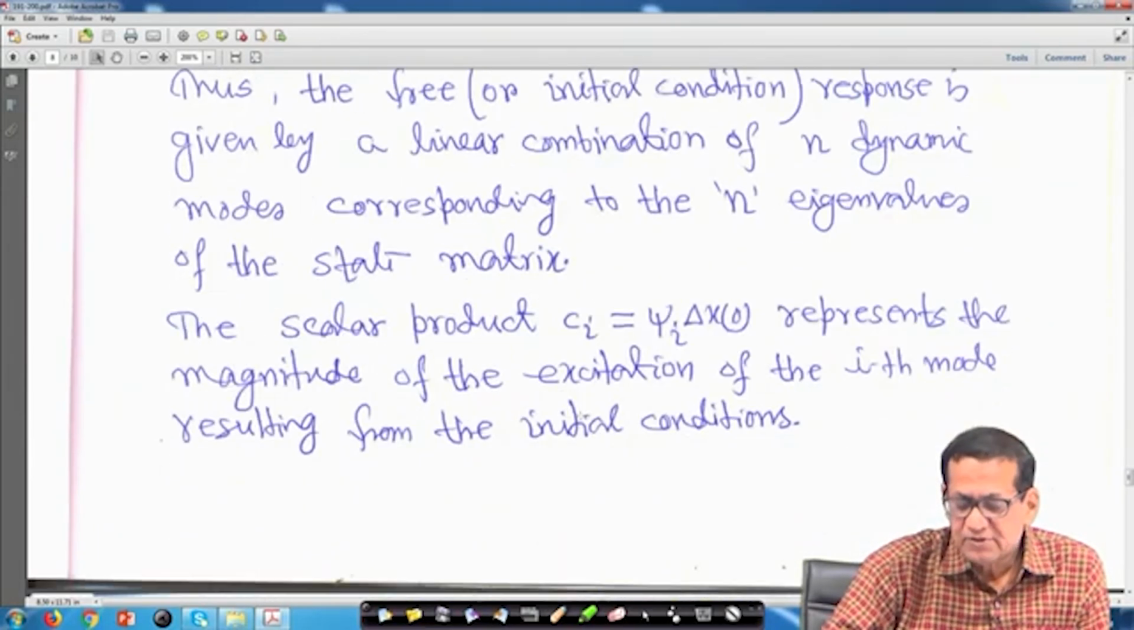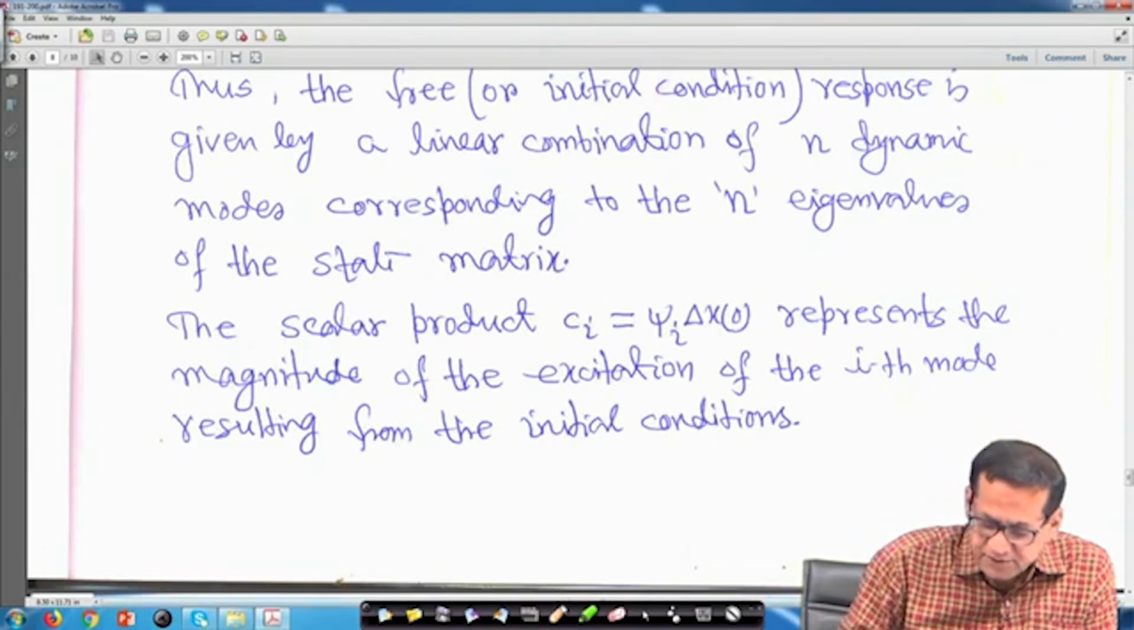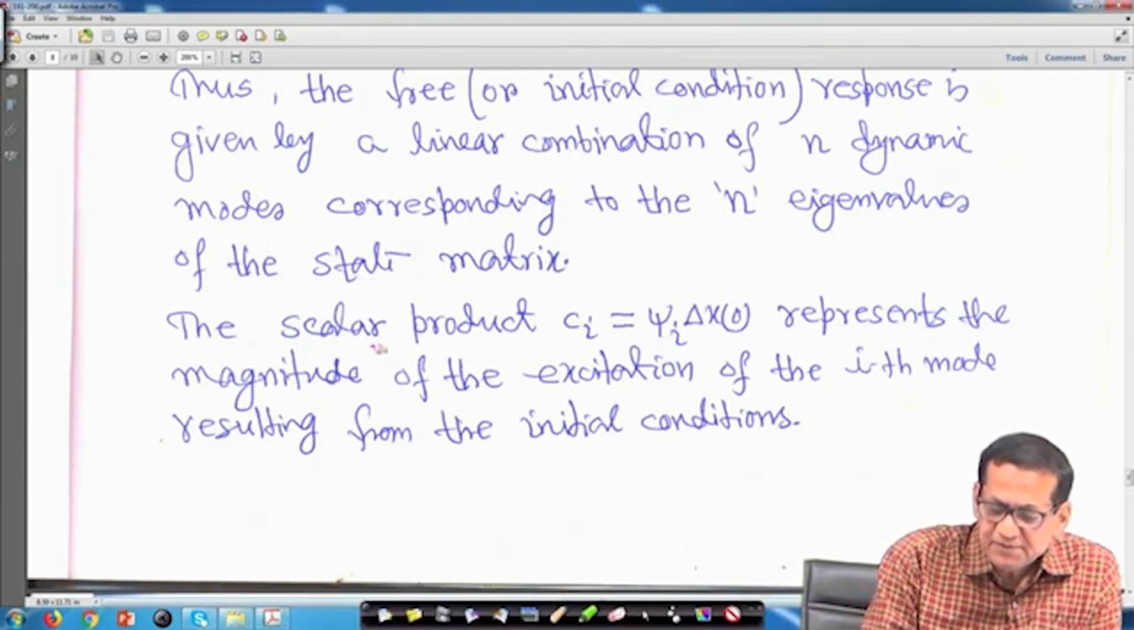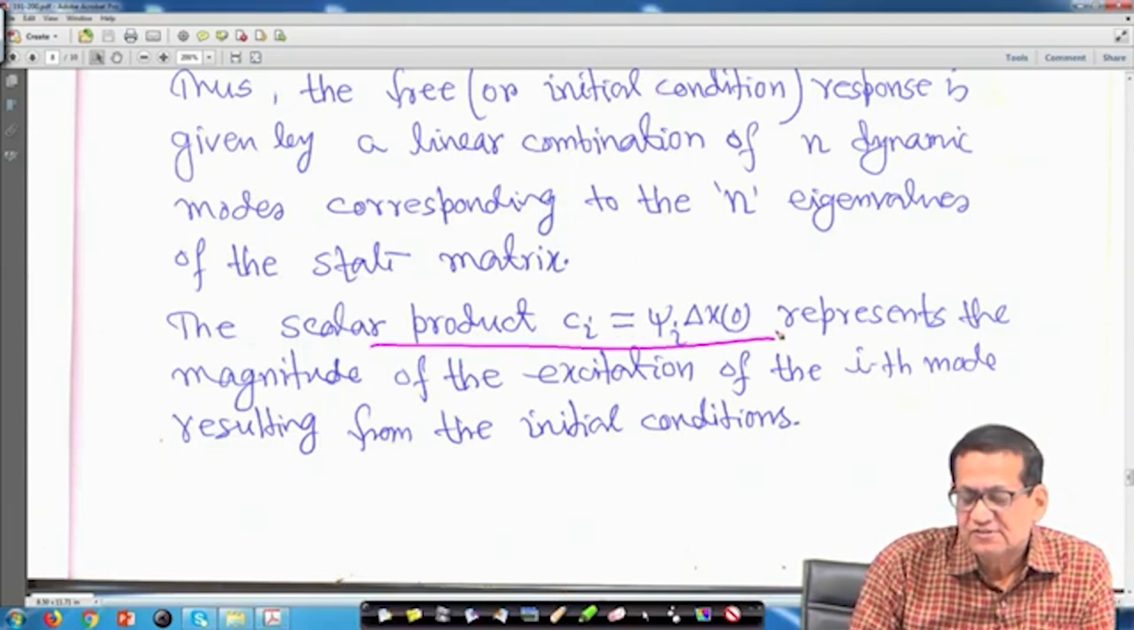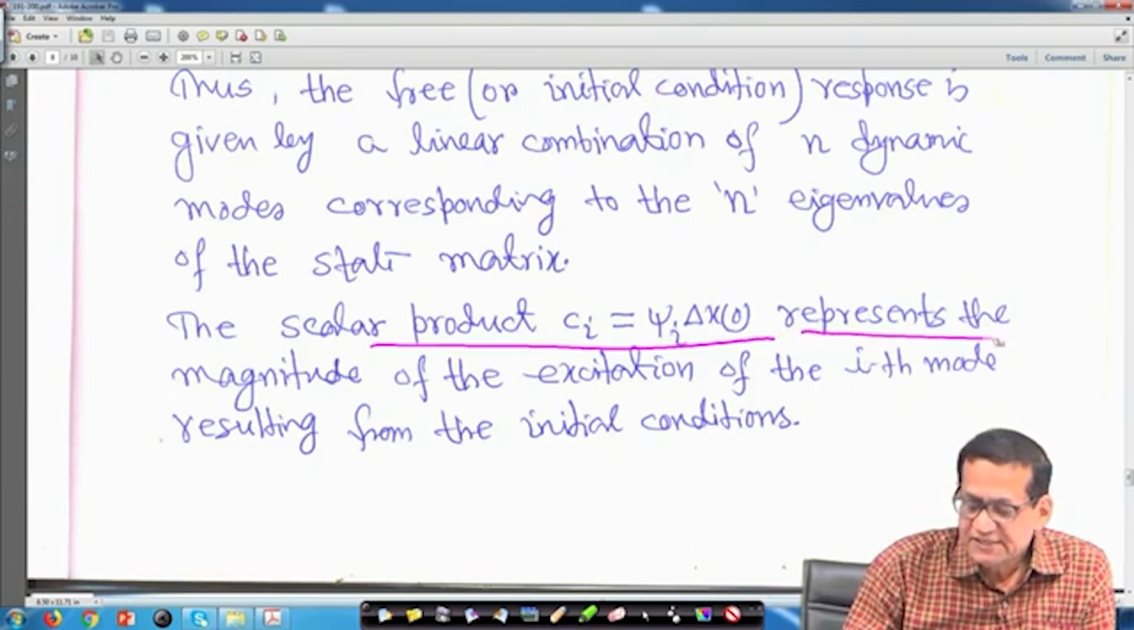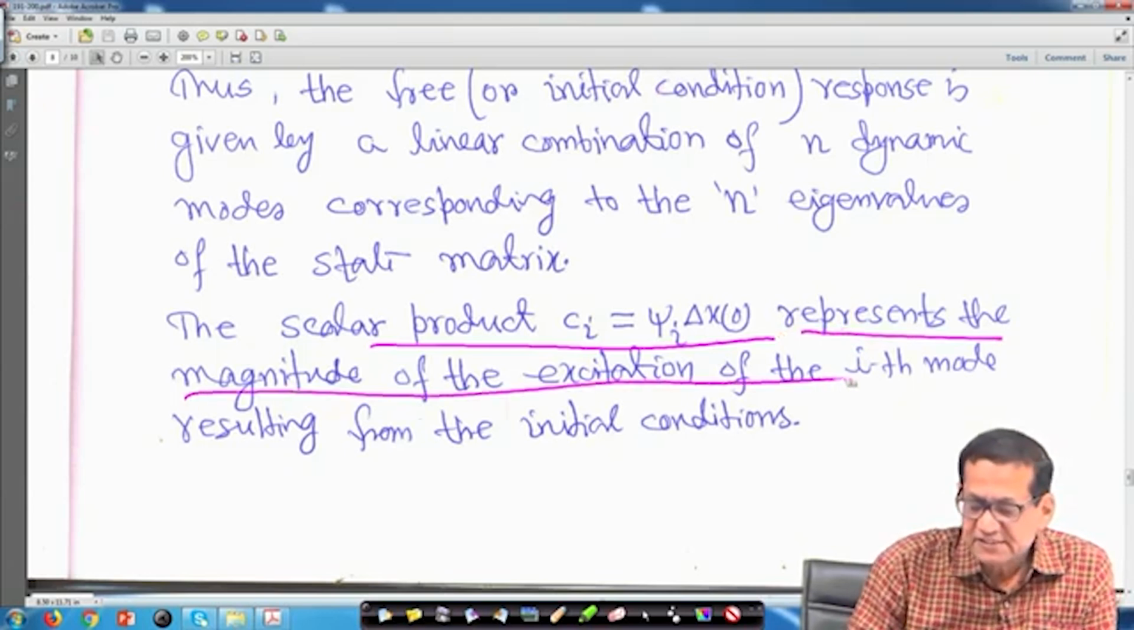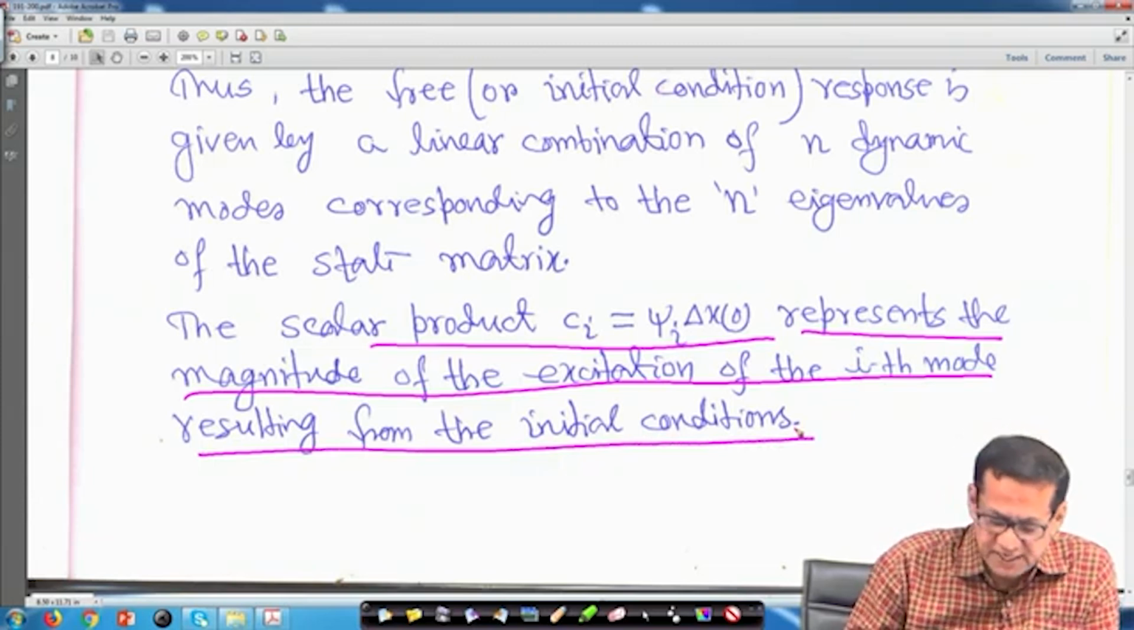Now, the scalar product C i is equal to psi i delta x 0, and it represents the magnitude of the excitation of the i-th mode resulting from the initial condition. This should be kept in mind: the scalar product C i equal to psi i delta x 0 represents the magnitude of the excitation of the i-th mode resulting from the initial condition.